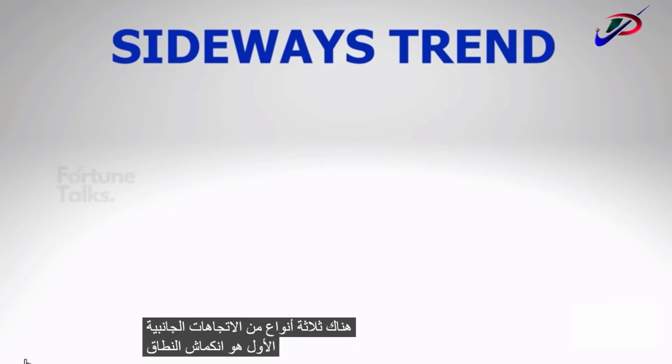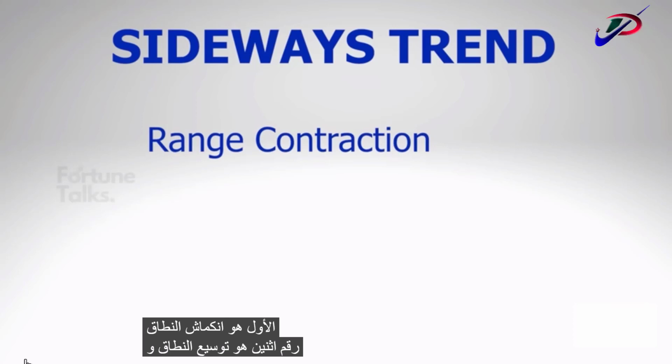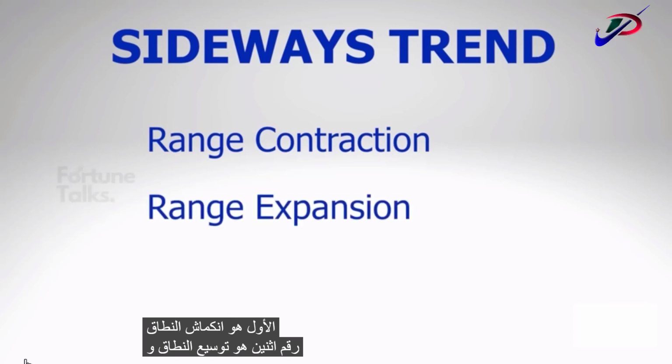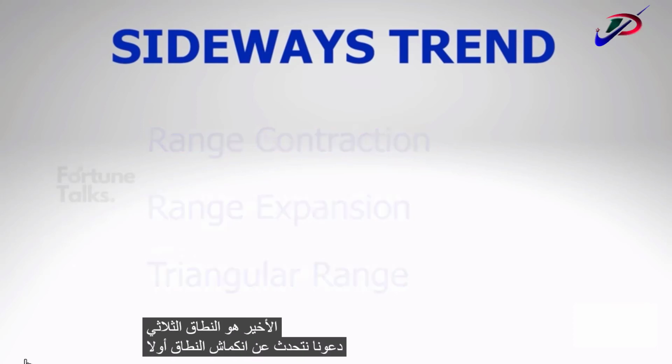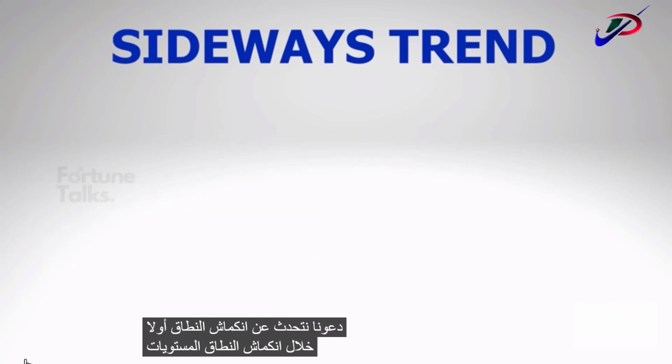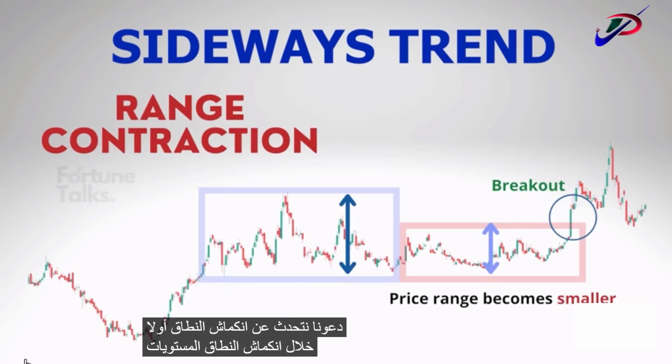Number one is the range contraction. Number two is the range expansion. And the last one is the triangular range. Let's talk about range contraction first. During range contraction, the levels shrink and the price action becomes almost neutral or flat.